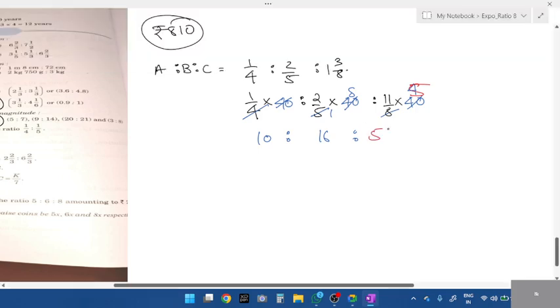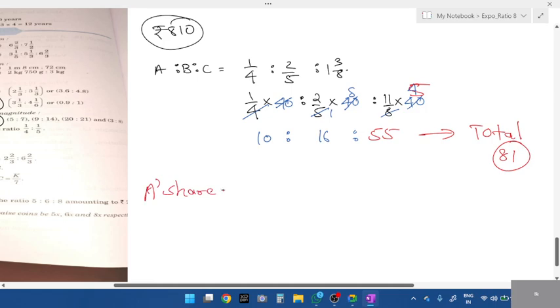55. What's the next step you have to do? You have to write total. What's the total? 81? 81. Next. Write A share, students.